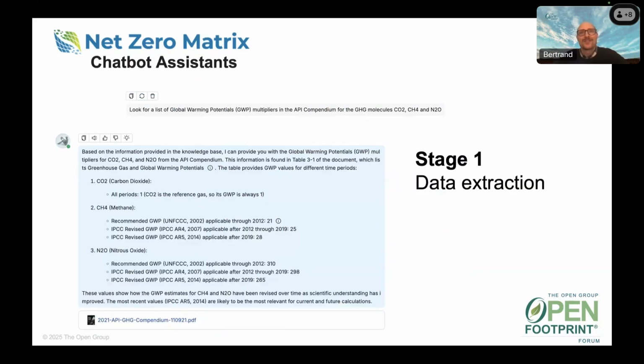Just to build on a concept that AJ was discussing earlier in this presentation on global warming potentials, this is an example of using a chatbot assistant to look for information about these GWP multipliers in the API compendium, right? Identify that information.